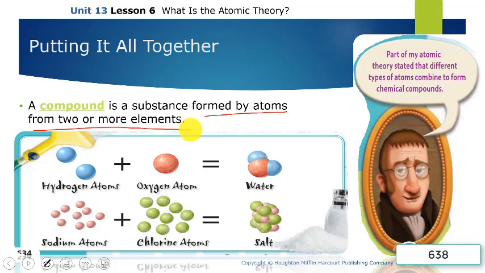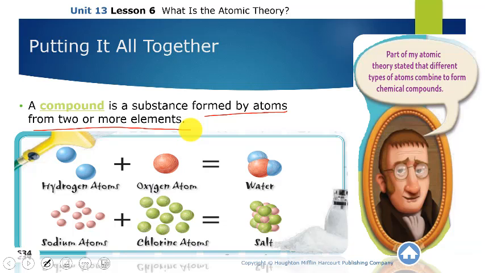Okay, let's read here. Part of Dalton's atomic theory states that different types of atoms combine to form chemical compounds. Dalton stated his atomic theory. Continue. That's a molecule. That's carbon dioxide. Carbon dioxide has only one carbon and two oxygens. That's the name, carbon dioxide.